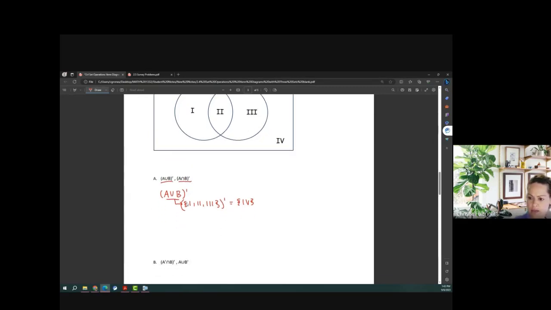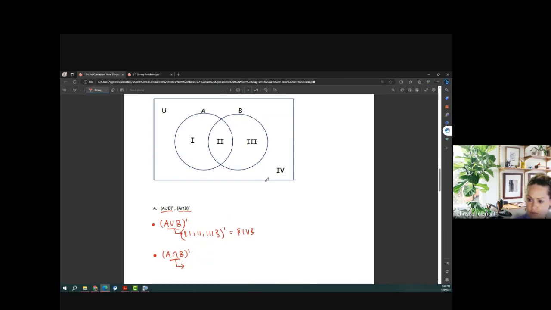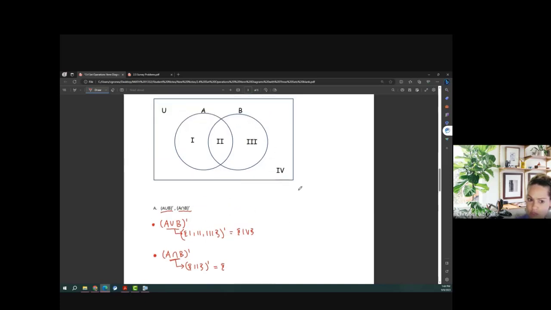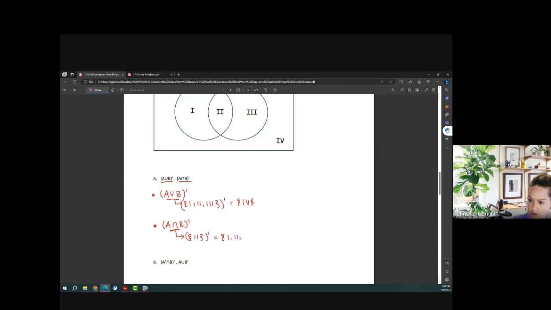And we want to compare that set with the second set, the intersection of A and B, and the complement of that. So let's start in our parentheses. We're going to do the intersection first. The intersection is going to be that middle piece right here, which is Roman numeral 2. Okay, and now we want to find the complement of that. So everything that's not Roman numeral 2 would be 1, 3, and 4. So we are comparing this set with this one, and they do not have the same elements. So these are not equal.